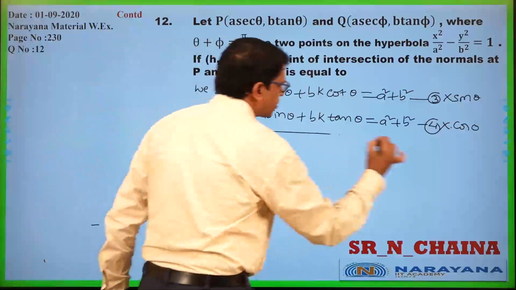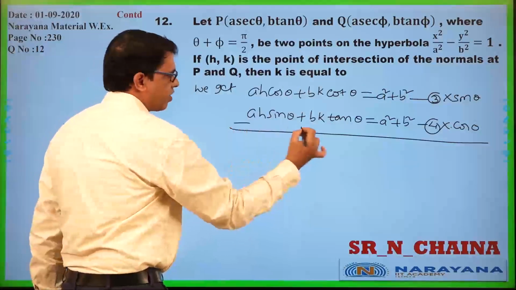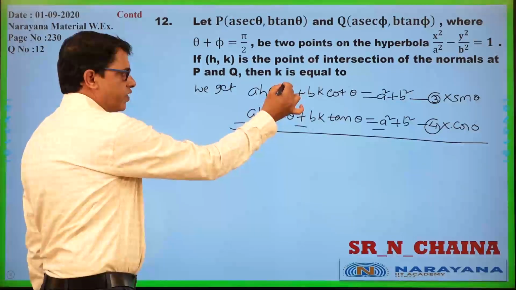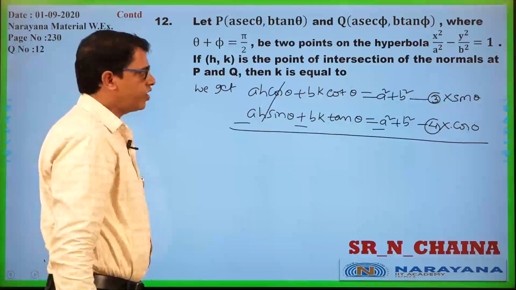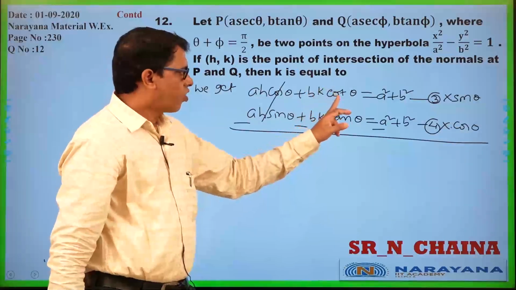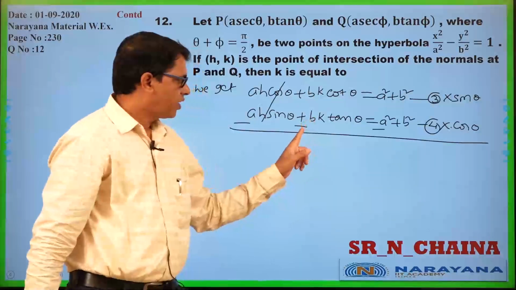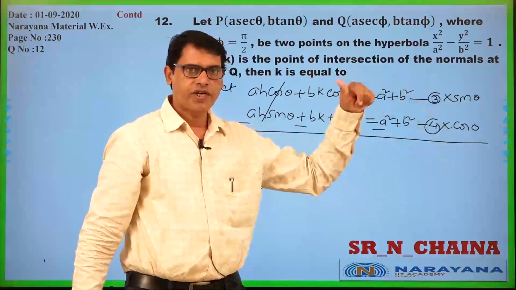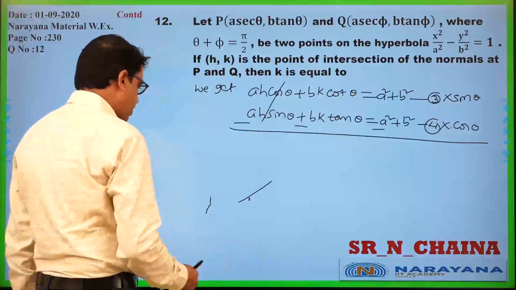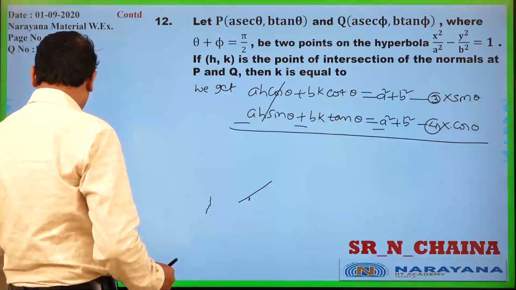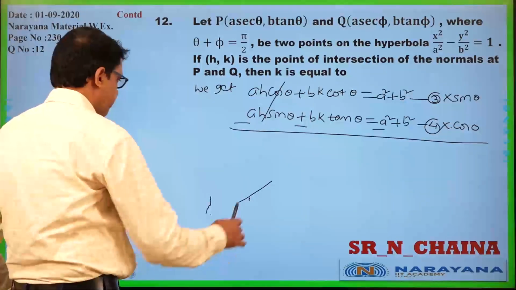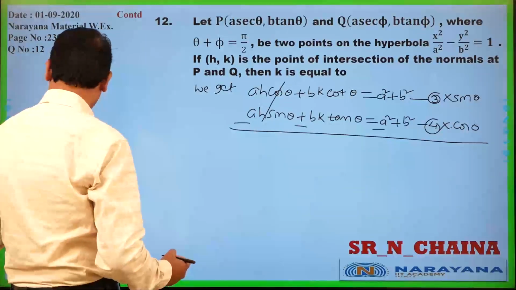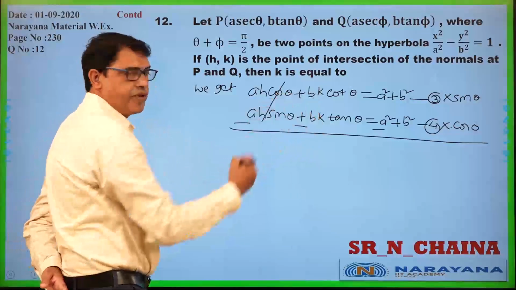If you subtract, change the symbol to minus, right? Now this one gets cancelled. So here, bk cot theta into sin theta minus bk tan theta into cos theta. I can take bk as common.